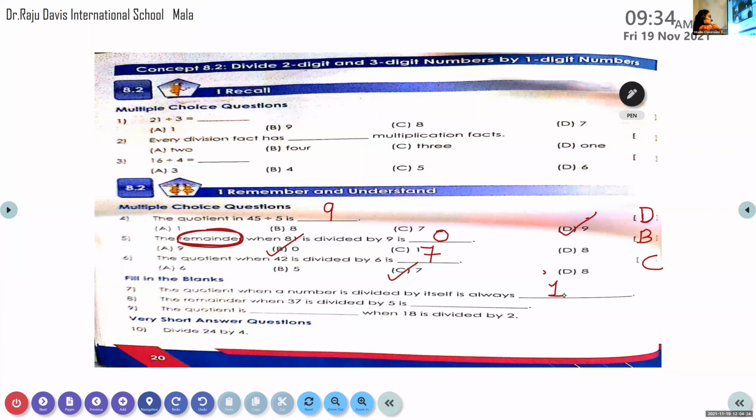Esther, shall we do the 8th one? Yes, ma'am. 8th question. You have to write the remainder as the answer on the dash. The remainder when 37 is divided by 5. 37 divided by 5.